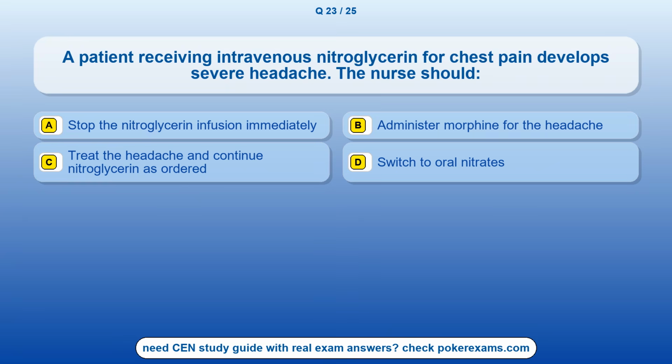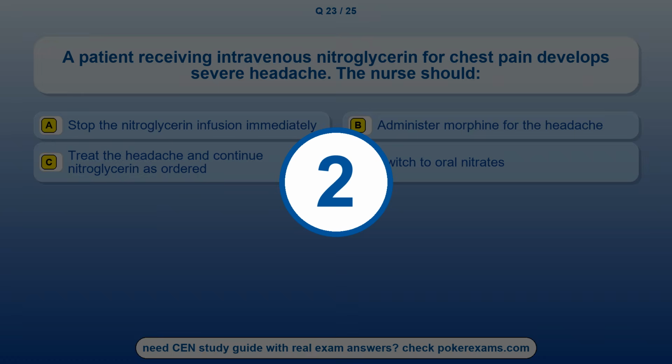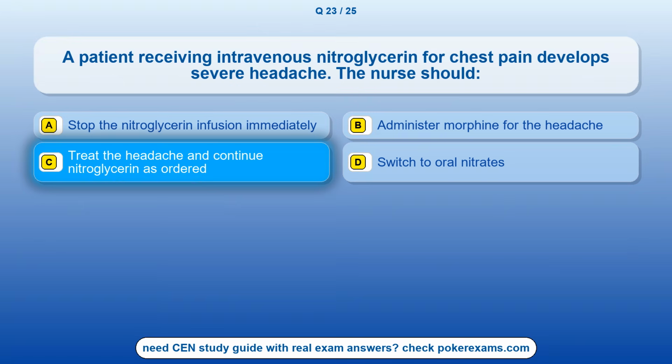Question 23. A patient receiving intravenous nitroglycerin for chest pain develops a severe headache. The nurse should: Option A, stop the nitroglycerin infusion immediately. Option B, administer morphine for the headache. Option C, treat the headache and continue nitroglycerin as ordered. Option D, switch to oral nitrates. The correct answer is option C. Treat the headache and continue nitroglycerin as ordered.